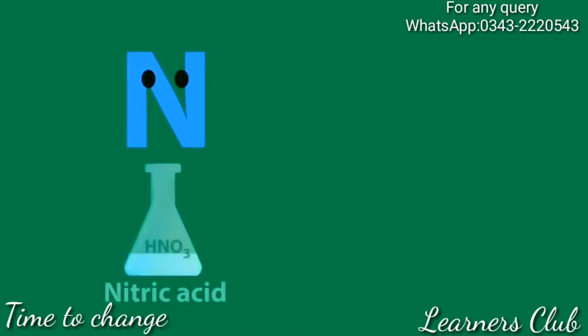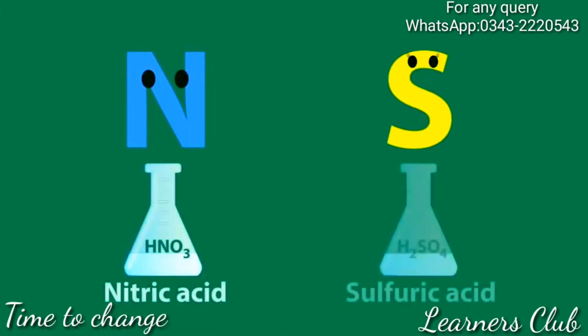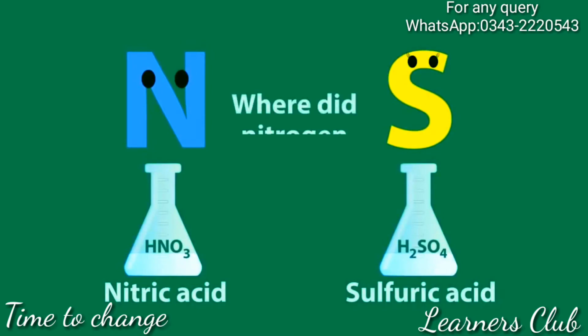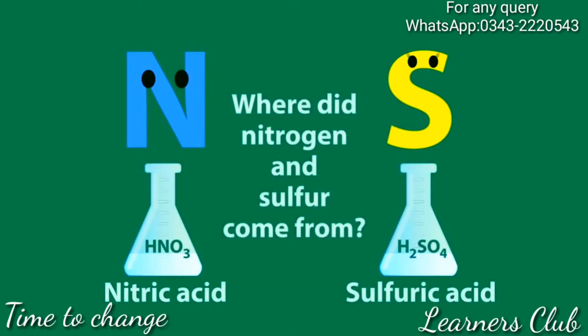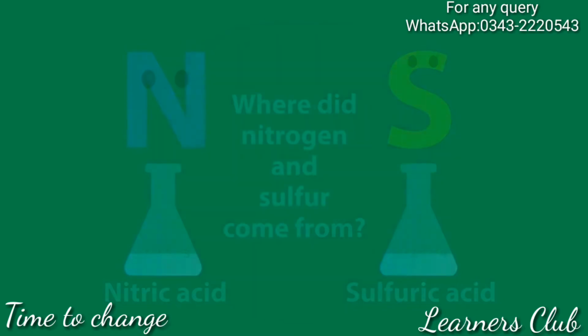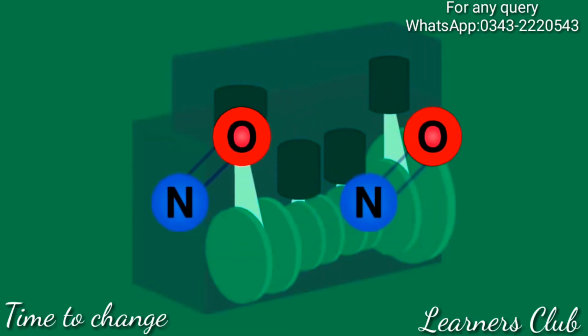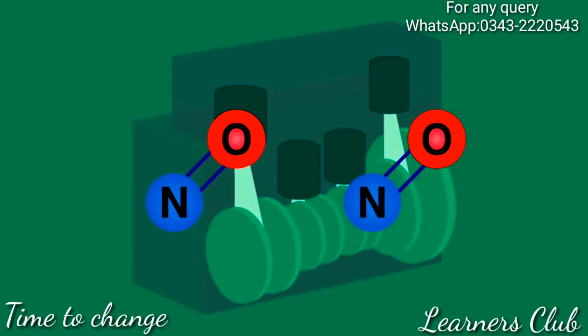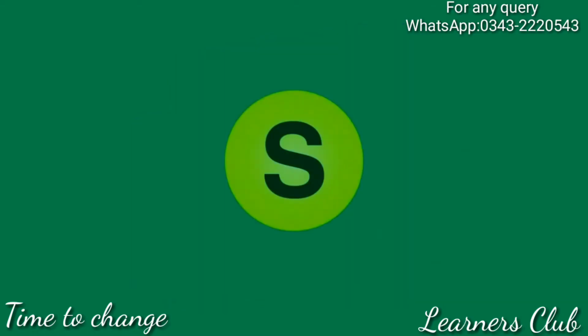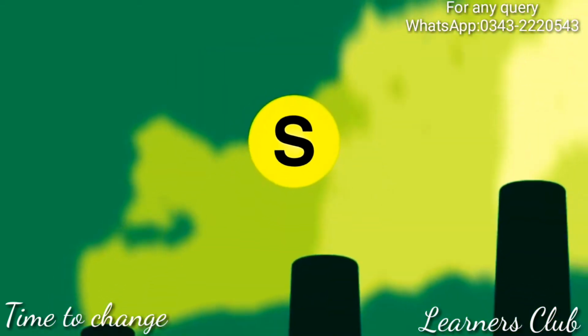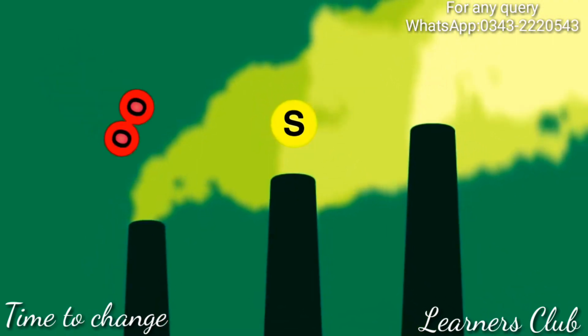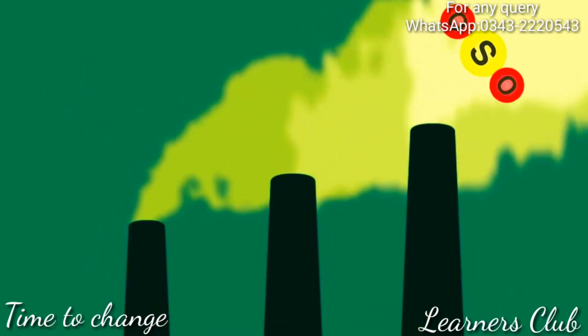Can you remember where the nitrogen came from in the nitric acid and the sulfur in the sulfuric acid? Pause and think. Well, the nitrogen came from the combination of atmospheric nitrogen and oxygen in the cylinders of motor vehicles, and the sulfur when fossil fuels containing sulfur are burnt, particularly in our power stations.